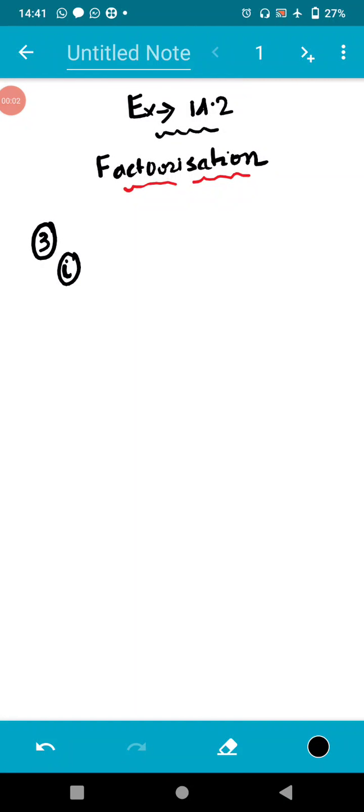Hello students, so this is Pallav sir and today we'll do the first 6 sums of question number 3 of exercise 14.2. So what we have to do in question number 3, we have to factorize the expressions.